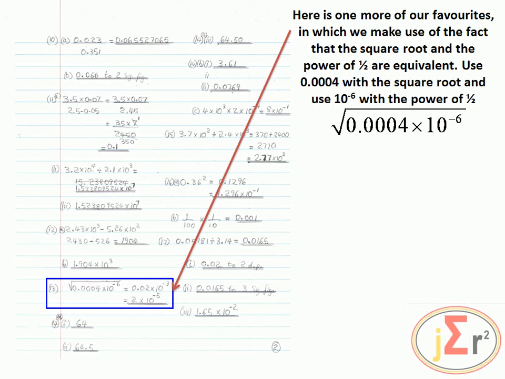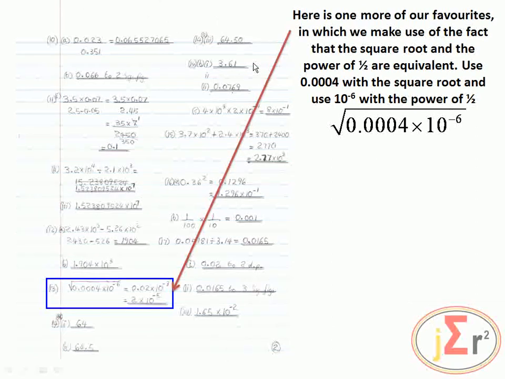Here is one more of our favorites, in which we make use of the fact that the square root and the power of a half are equivalent. Use 0.0004 with the square root and use 10 to the power of negative 6 with the power of a half. Being flexible can really help when working on your mathematics problems, because it is good if we recognize, know for a fact, and are willing to make use of the fact that the square root and the power of a half are equivalent.